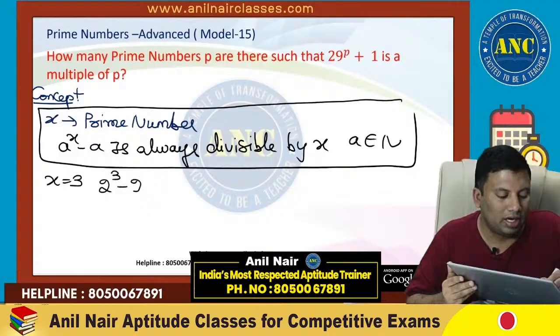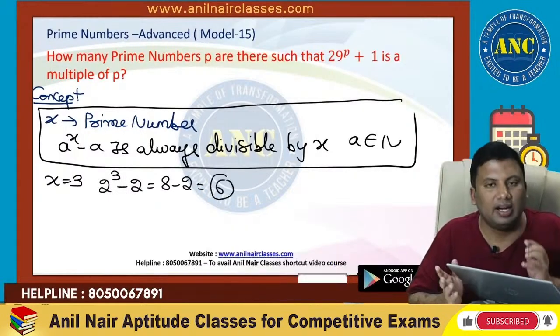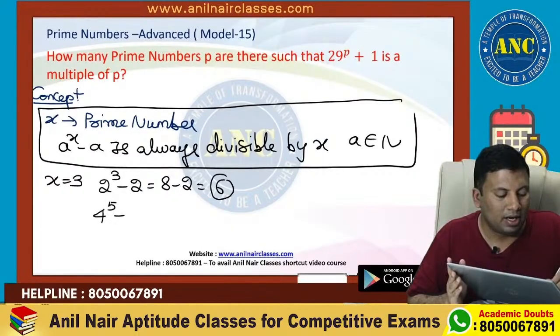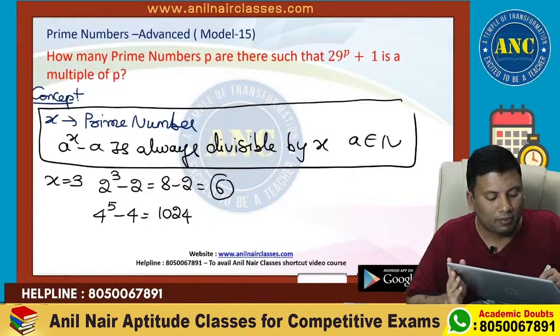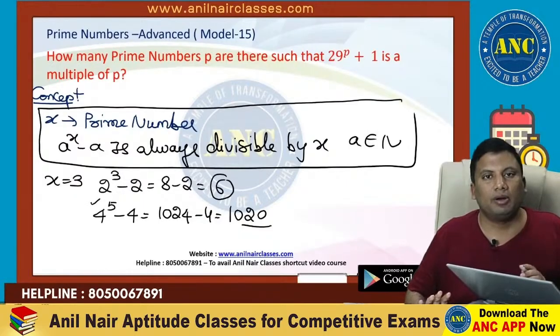If x is 3, 3 is a prime number, 2 cube minus 2, 8 minus 2, 6. 6 is perfectly divisible by 3. If x is 5, 4 power 5 minus 4, this is nothing but 1024 minus 4, which is 1020. 1020 is perfectly divisible by 5.